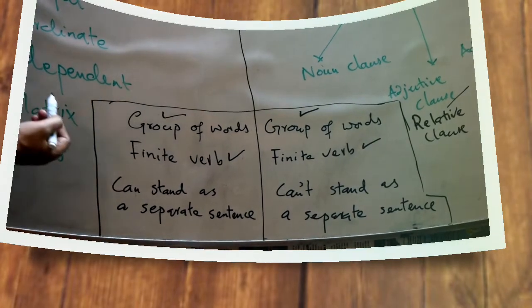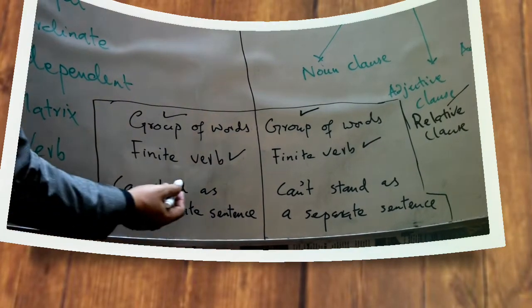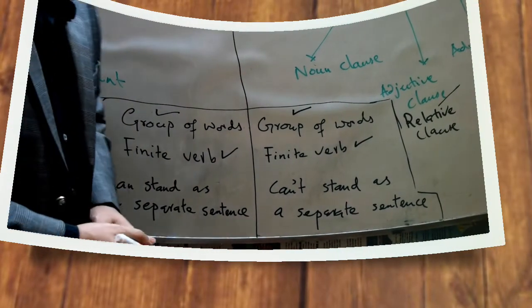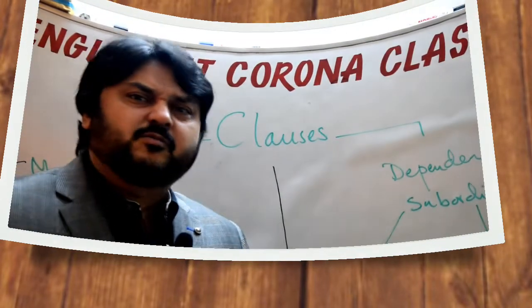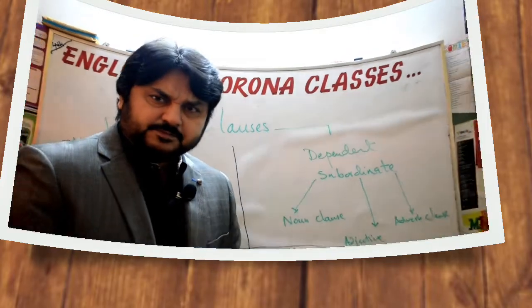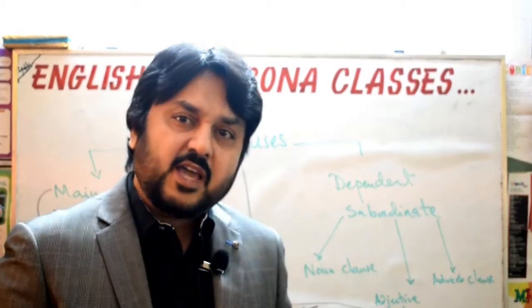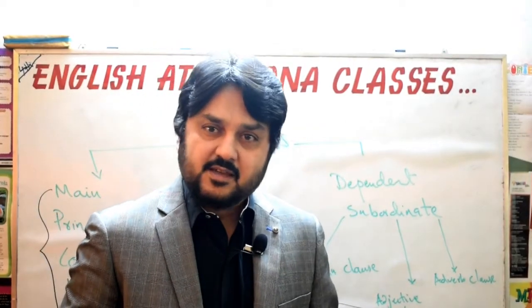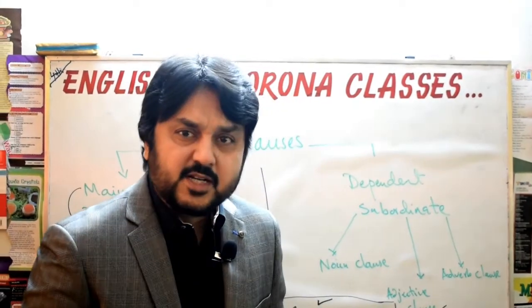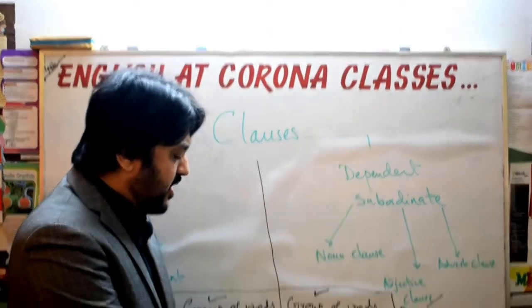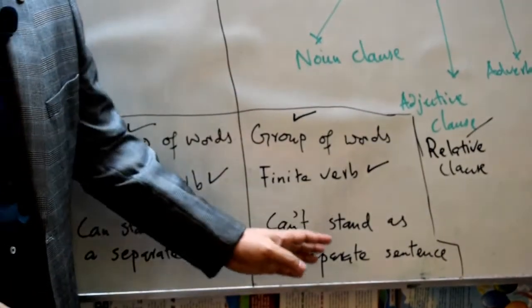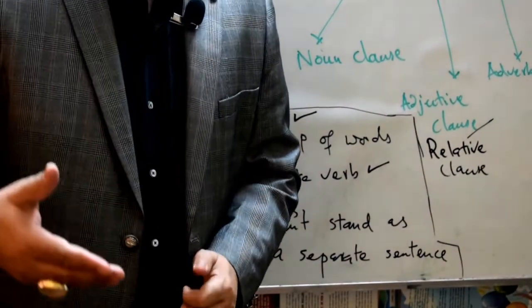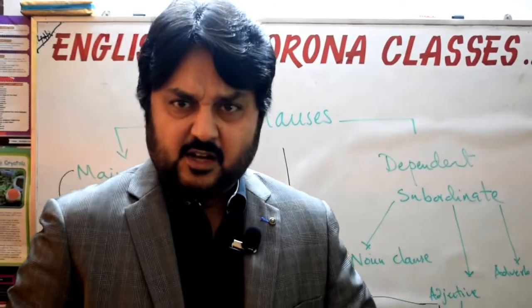A main clause or principal clause can stand as a separate sentence. When it is detached from any sentence, it can become a sentence by itself. It means it can survive as a separate sentence. Yes. And what happens to the subordinate clause? It cannot stand as a separate sentence.